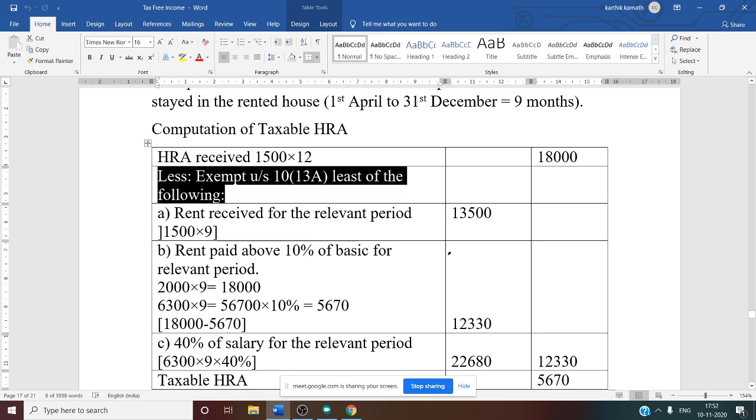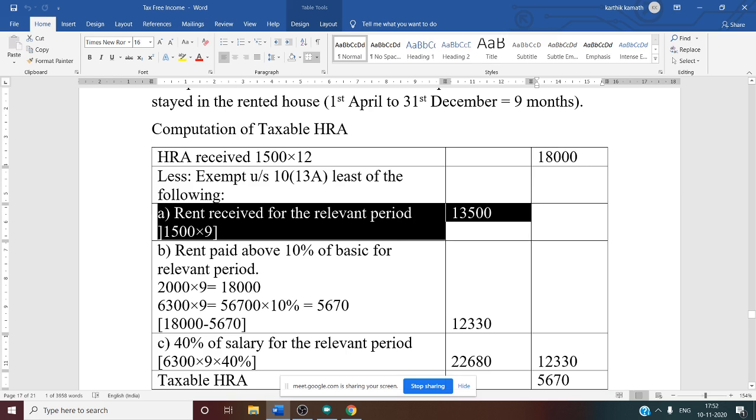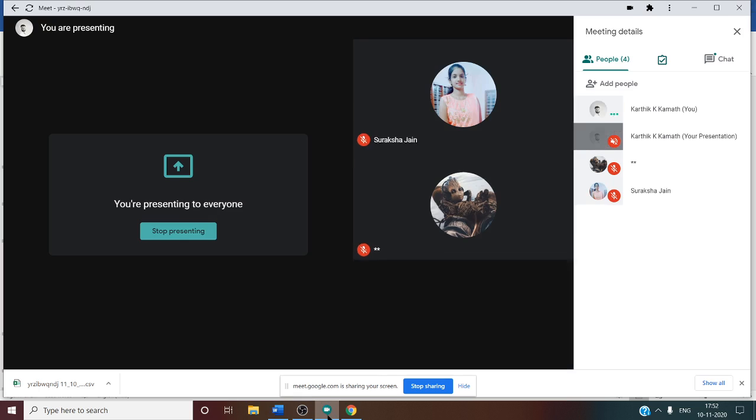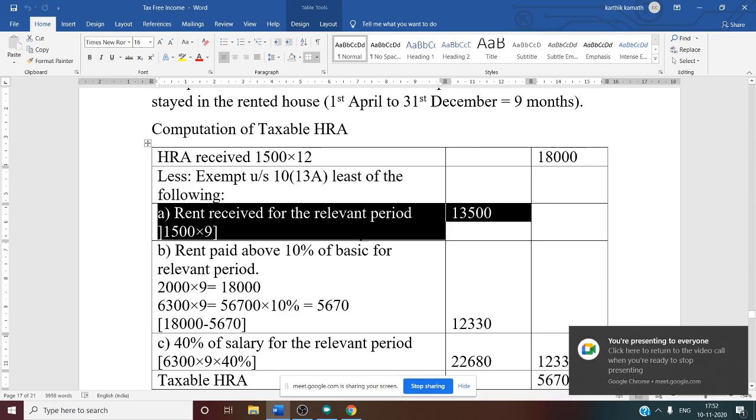Now we have to apply the three conditions, whatever we have discussed till now. First one, rent received for the relevant period. Now this is very important. In the previous two questions, HRA received and actual amount received were the same, but here this is different. Why? Because the relevant period is changed to 9 months. That is why this is not rent received, this is HRA received for the relevant period.